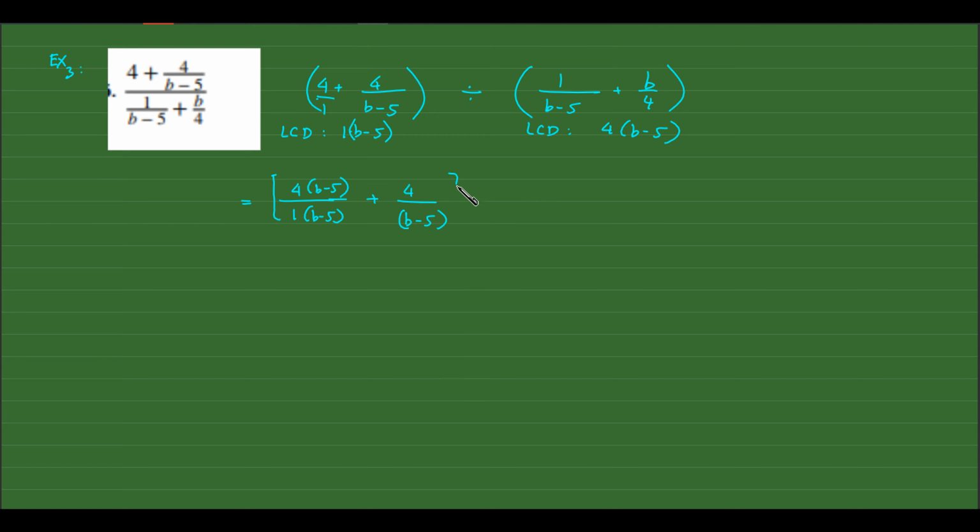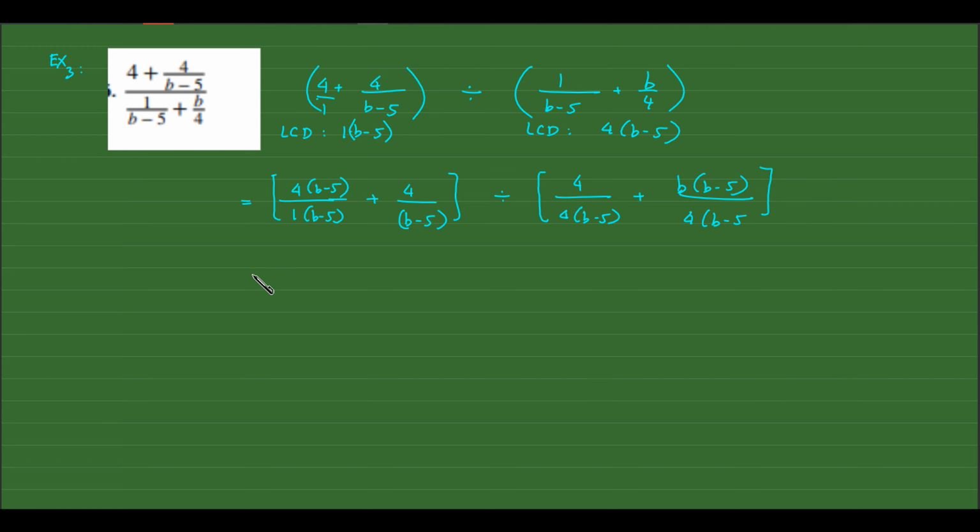Okay. Let's use the bracket. Divided by, same thing here. The LCD, they don't have number 4, so you multiply by 4. And over here they don't have b minus 5. They're missing the b minus 5, so multiply by b minus 5. Okay, b minus 5.